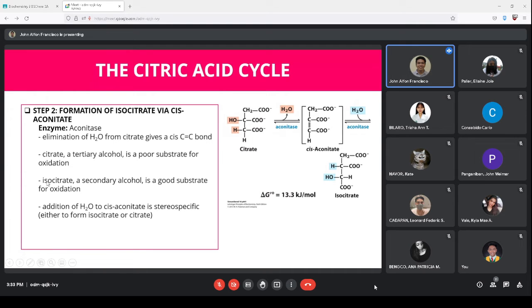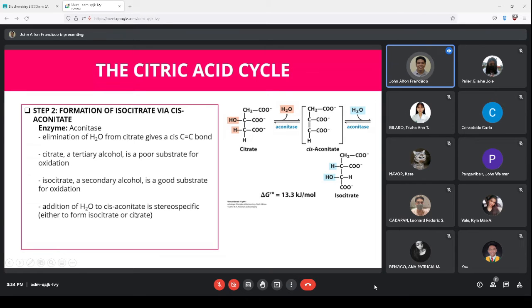Isocitrate, ba't kailangan natin siyang gawin? Si citrate, isa siyang tertiary alcohol. So ito siya, meron siyang 1, 2, 3 carbons attached to it. And this is a very poor substrate para ma-oxidize. We cannot do further oxidation in this part kasi tertiary alcohol na siya. So kaya required natin siya i-convert to secondary alcohol by isomerization using aconitase para available na siya ulit for oxidation.